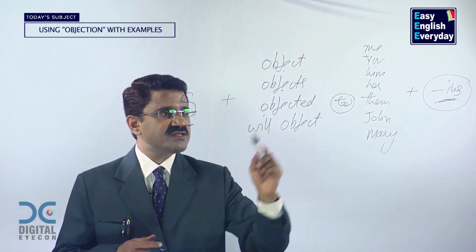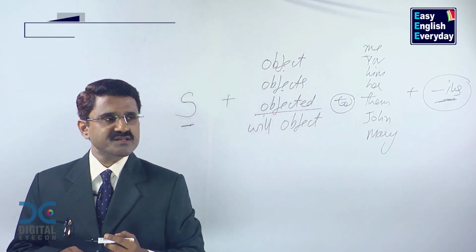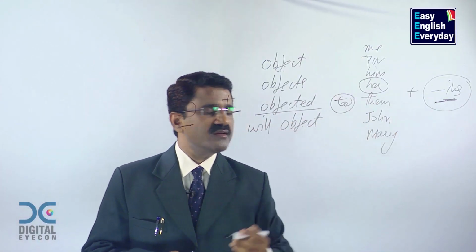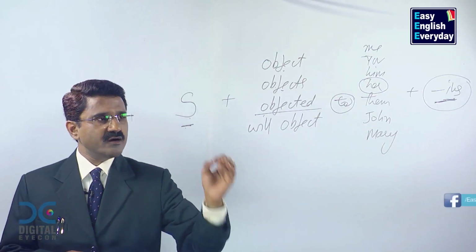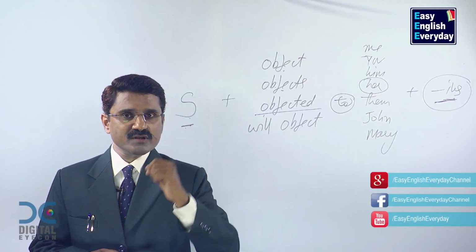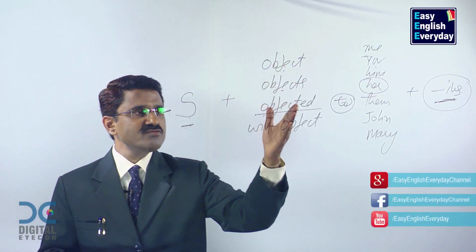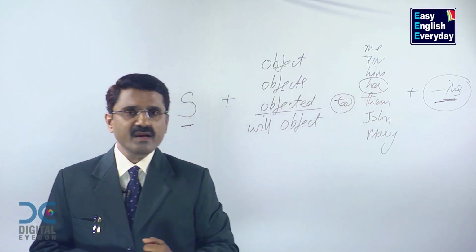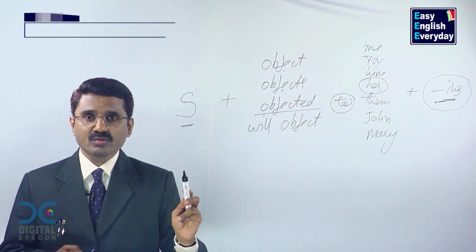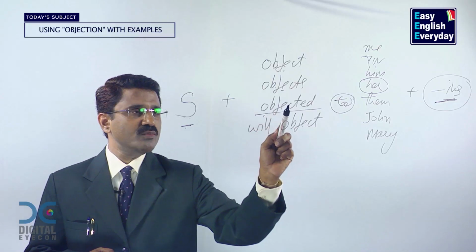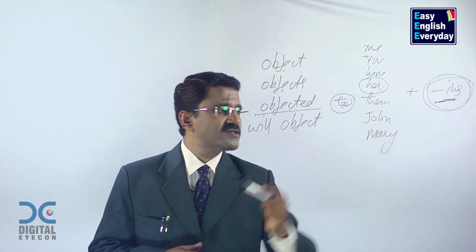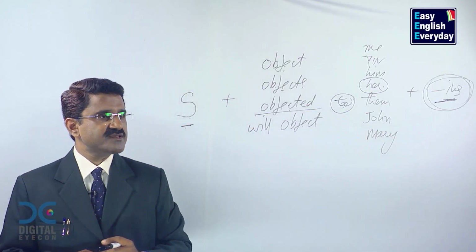I objected. What does objected mean? Past tense. I objected to her using the office computer. The computer in the office should be used for the office work, not for the personal work. So when I found that lady sending emails or reading her personal emails on the office computer, I said, no, don't do that. I objected to her using the office computer for personal purpose.